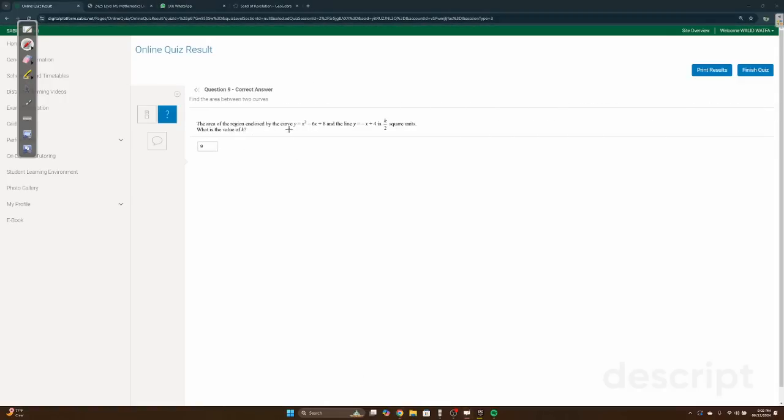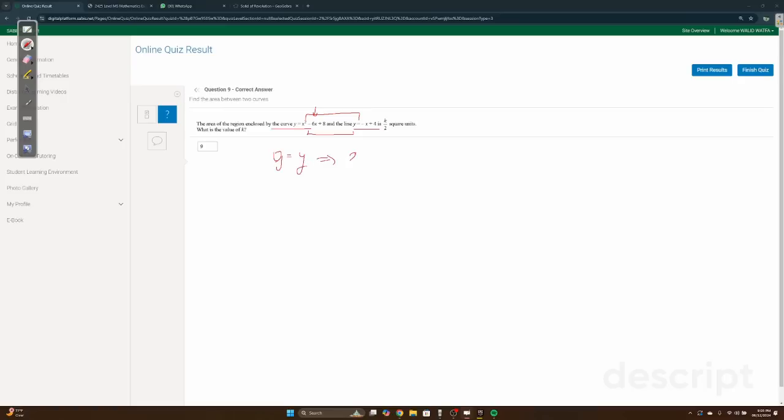Okay, the area of the region enclosed by the curve y equals x squared minus 6x plus 8 and y equals minus x plus 4. We want to find the area between two curves. So what do we do? We subtract. So we're going to do the integral, but we subtract, right? The first thing though, before subtracting and finding the integral, it's always good to find your bounds first, by doing y is equal to y.